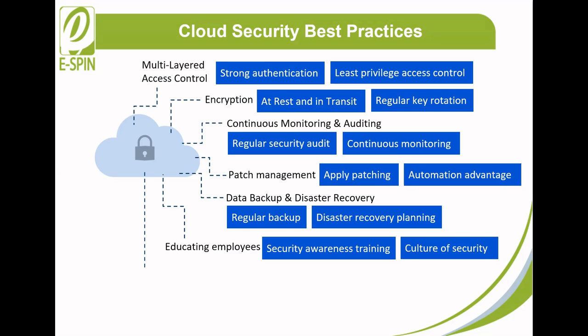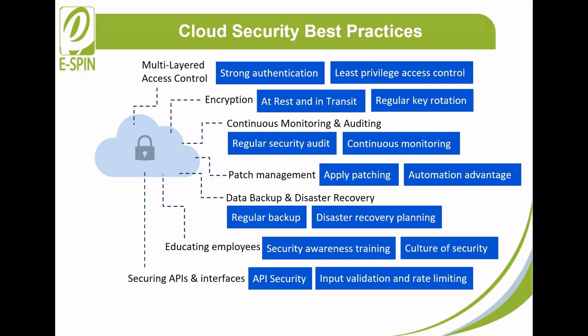7. Securing APIs and interfaces, gatekeepers of data. API security. APIs, application programming interfaces, are essential for communication between cloud applications. However, they can also be exploited by attackers. Secure your APIs with strong authentication, authorization mechanisms, and encryption to prevent unauthorized access and data breaches. Input validation and rate limiting. Implement input validation to prevent malicious code injection attempts through APIs. Enforce rate limits to prevent API abuse, such as automated attacks that overwhelm your systems with requests.